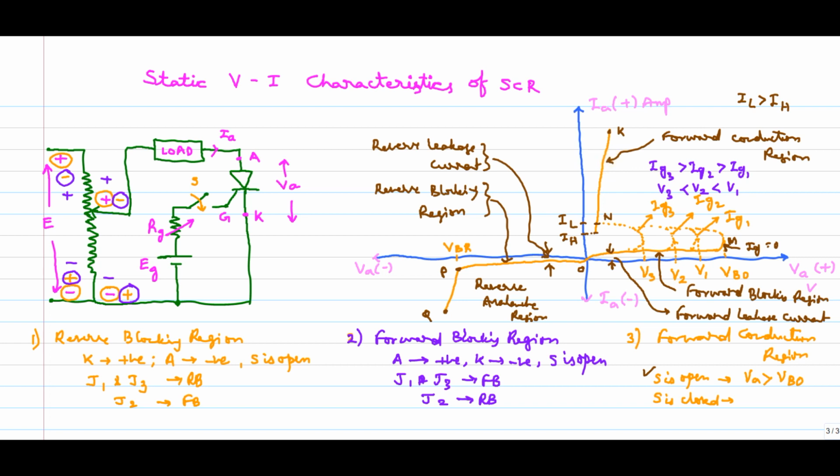So these are the different regions of the VI characteristics of an SCR. Only 3 regions. First is the reverse blocking region, then the forward blocking region, and the forward conduction region. In the reverse blocking region, we have a reverse leakage current. In the forward blocking region, we have a forward leakage current. In the forward conduction region, we have the complete current. This is how we need to explain the static VI characteristics of an SCR. The advantage of switch S closed we have discussed here. You can simply observe and write these points here. That's all. Then this will be completed.